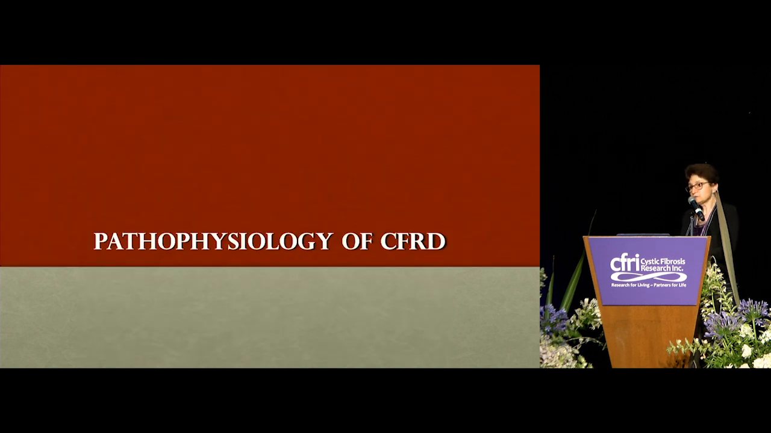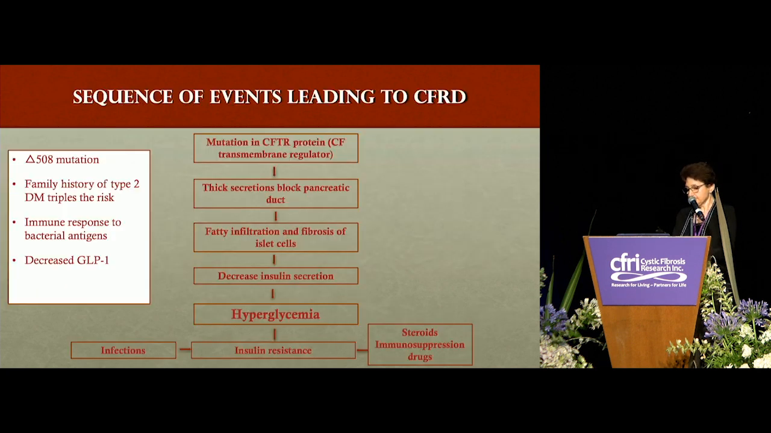So why do individuals with CF develop CF-related diabetes? Let me walk you through the sequence of events leading to CFRD. First, it's usually a mutation in the cystic fibrosis transmembrane regulator protein gene that leads to thick secretions that block the pancreatic ducts. There is fatty infiltration and fibrosis of the islet cells in the pancreas that produce insulin, and a decrease in insulin secretion leading to high blood sugars.